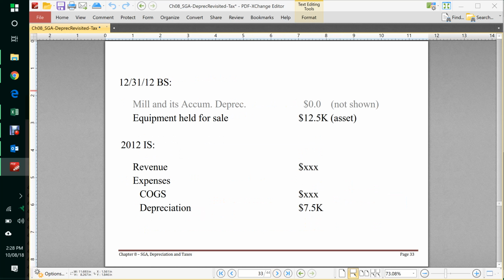Okay, so let's look at the balance sheet for 2012. We have the mill and its accumulated depreciation not shown, right? Remember our rule: when the balance is equal to 0 for any account, we don't show it. But now they do have this new asset, equipment held for sale, 12.5 thousand. Okay, what's their income statement going to look like? Here's their last year's worth of depreciation expense, 7.5 thousand. Remember, the income statement is always for the period. This is a 1-year period, and the balance sheet is always cumulative going back to inception. All right.